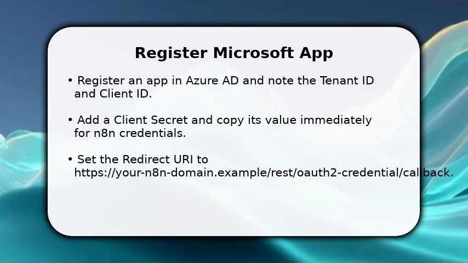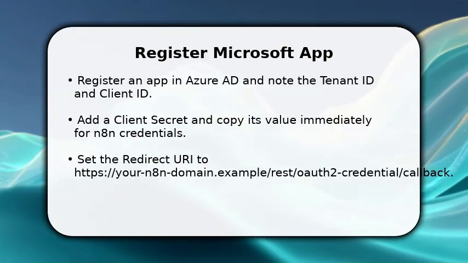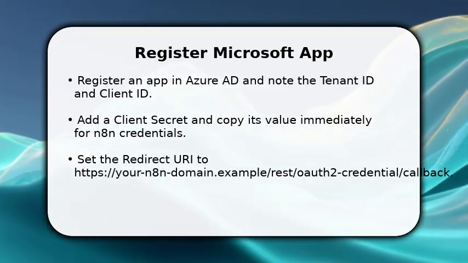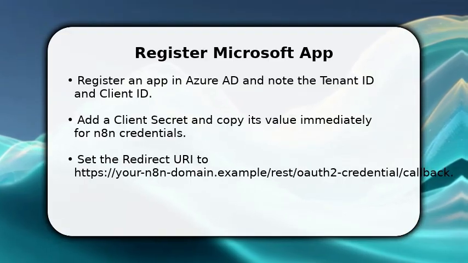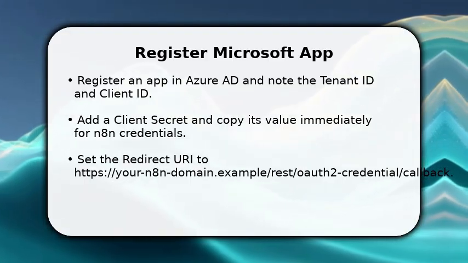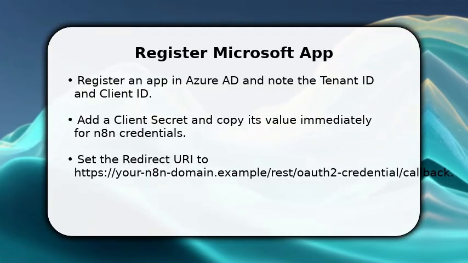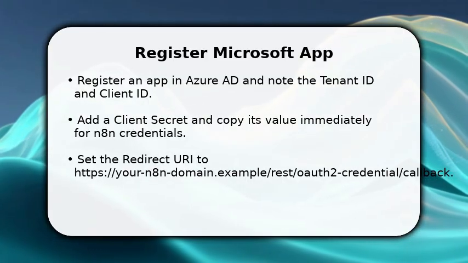First, register an app in Azure Active Directory to integrate Outlook and N8n. Use the Azure portal and create a new app registration. Then, copy the tenant ID and client ID for later use in N8n credentials.